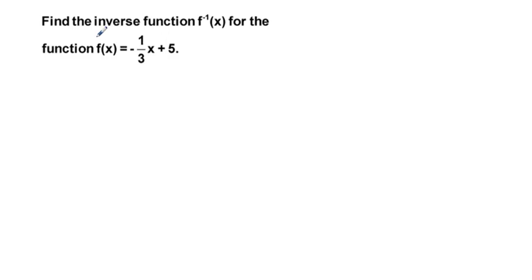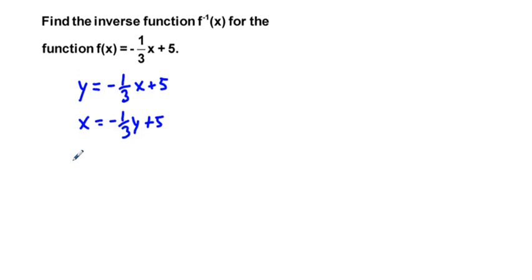Find the inverse function f negative 1 of x for the function f of x equals negative 1/3 x plus 5. And we have the 4-step process. Step 1 is we convert f of x to y. So y equals negative 1/3 x plus 5. Next step, we switch x and y. So we get x equals negative 1/3 y plus 5.